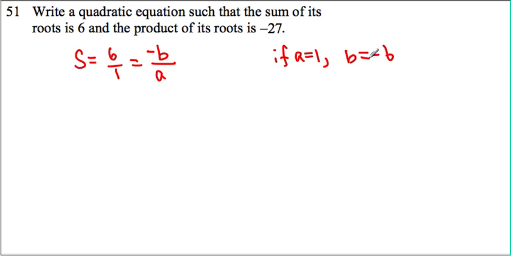That's the opposite sign. How about c? c comes from the product, which is negative 27. I'm going to just put it over 1. That means c over a. Since a is equal to 1, then c must be equal to negative 27.